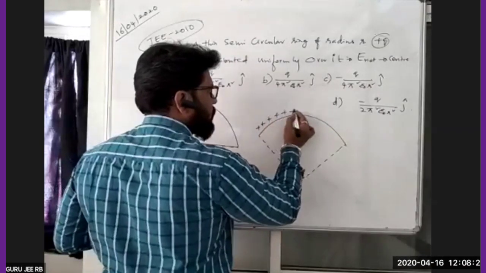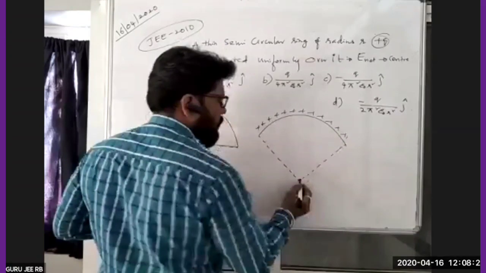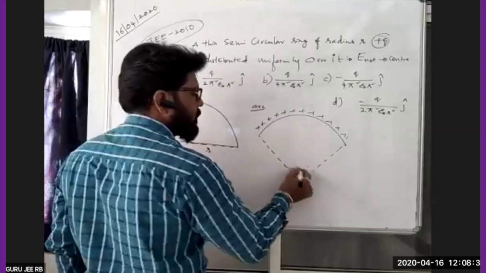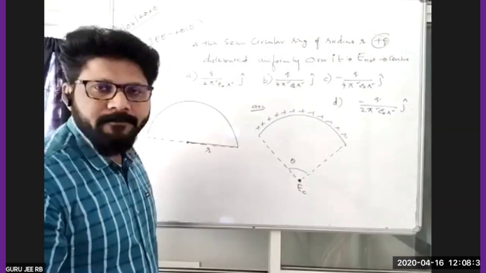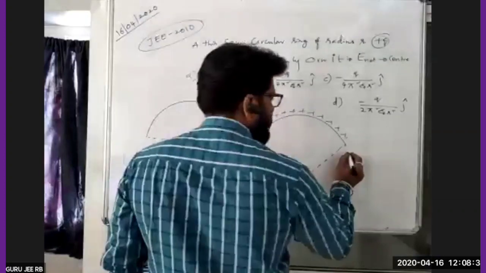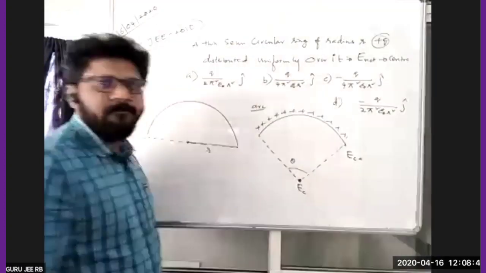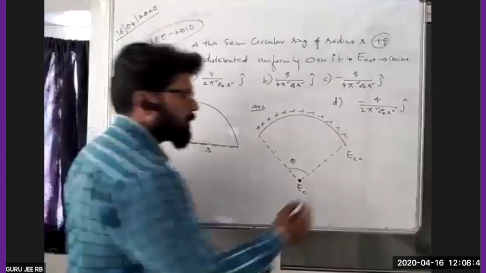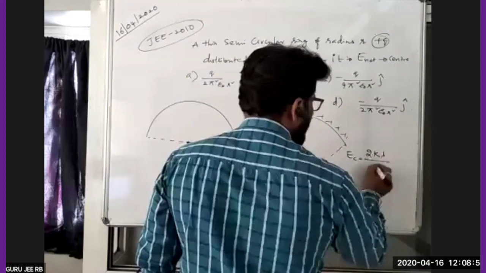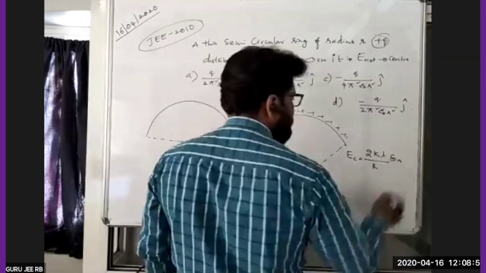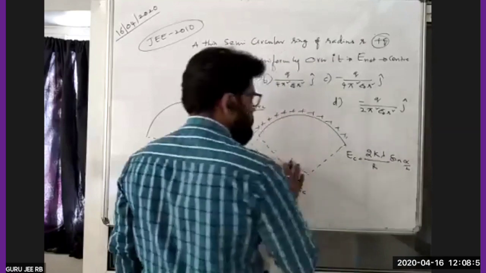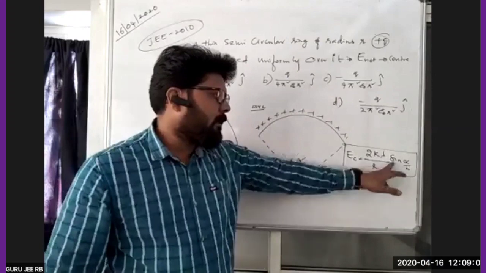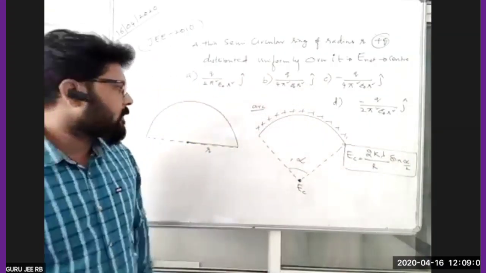Can anybody tell the formula for it? Electric field at the center due to an arc. This is an angle theta. E at the center is equal to 2k lambda by r into sine of alpha by 2. Yes, very good. Let us take this as alpha. This is what one should know. Alpha is nothing but 180 degrees.